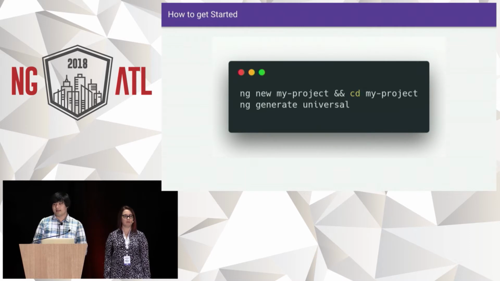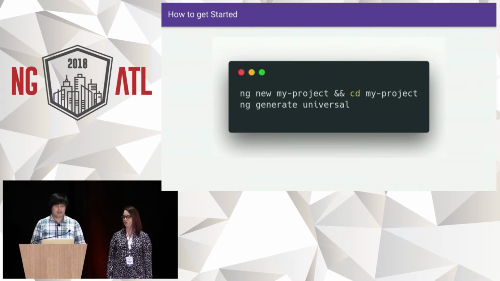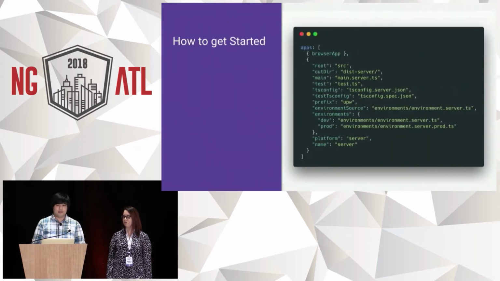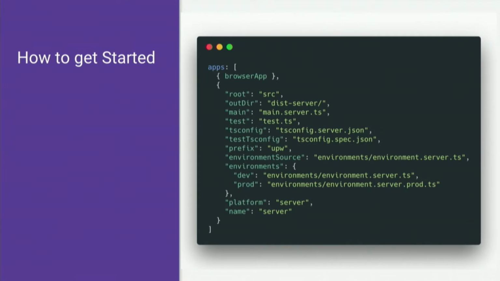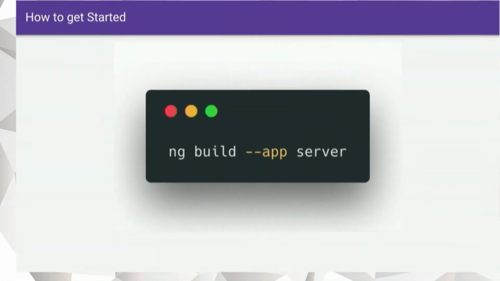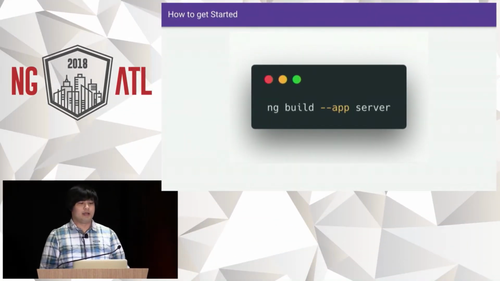So to get started, you just make a CLI project like normal. And then you use this nifty generate universal command. And this will give you a couple things. It generates this extra app in your Angular CLI.json. And this will allow the CLI to know that there's a second app that it's able to build and run. So to build, you just do ng build --app, and you give it the name of your app. So in this case, it's server. This is basically the same command you use to build your regular application that you would ship to the browser, but you're specifying that second app that we just generated.